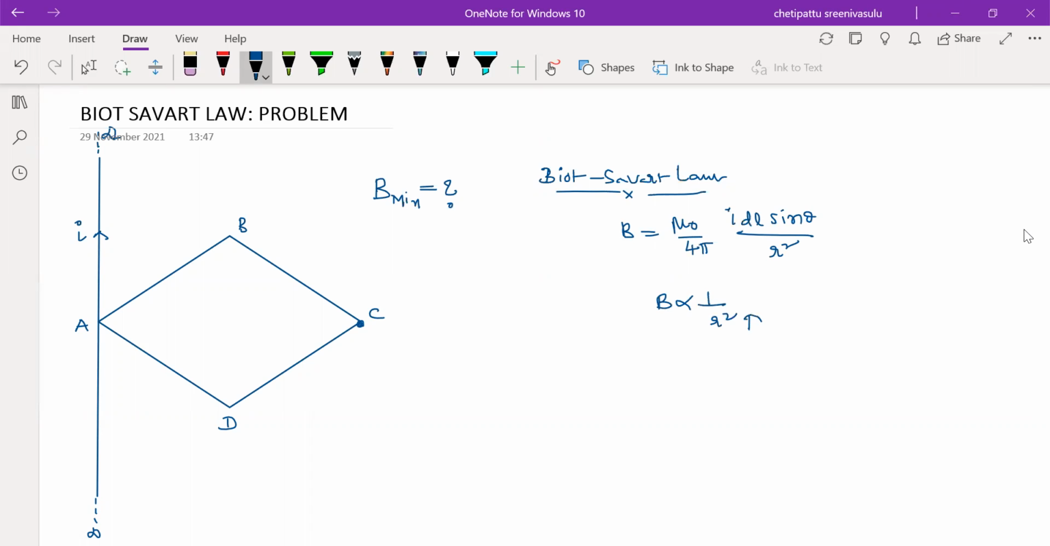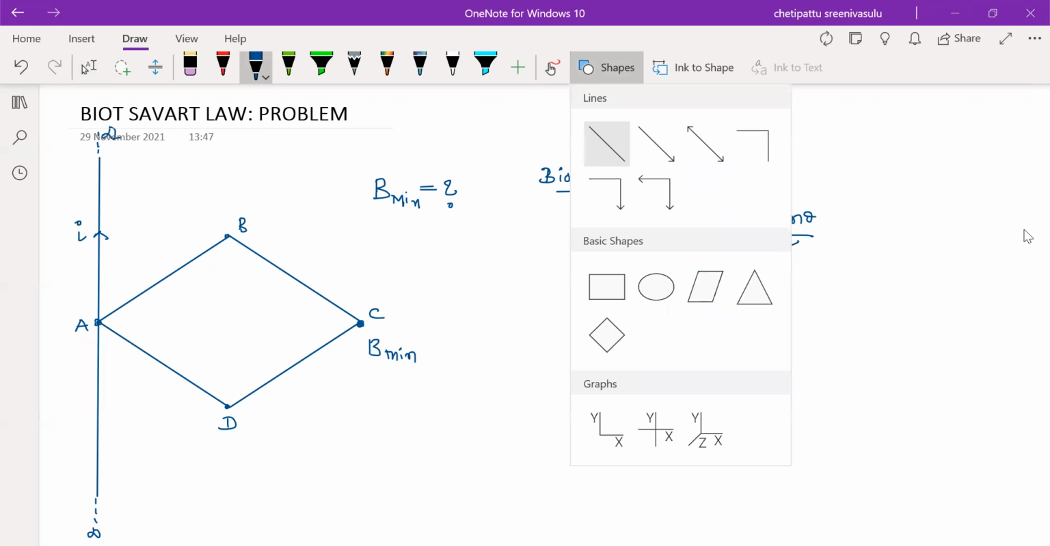Radius increases, field decreases. So for B, the point is nearest to the conductor, A point is on the conductor, D point is nearest to the conductor, C is the longest distance. So here is where the minimum magnetic field will be produced. At this point, how do we find the magnetic field?